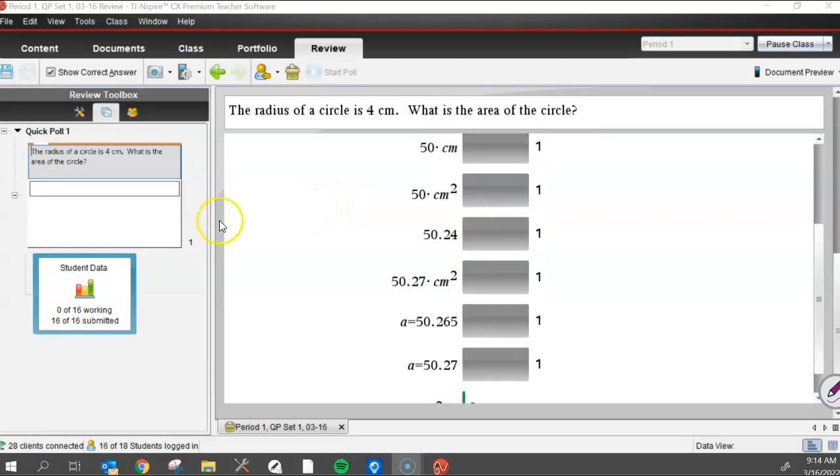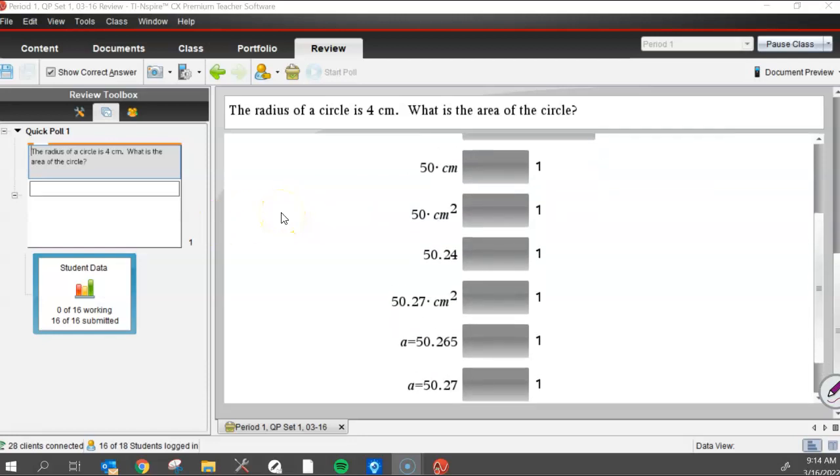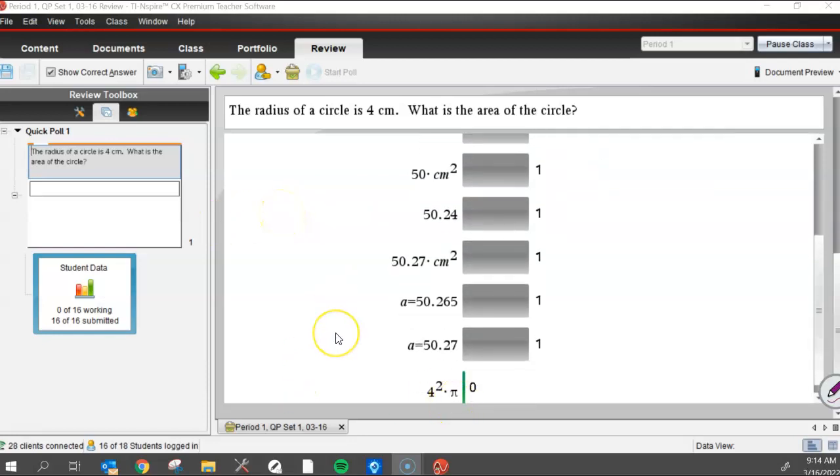Well, I think 50.27 would be the best because it's more exact, but then you also have the 50.265, which is also exact. Okay.